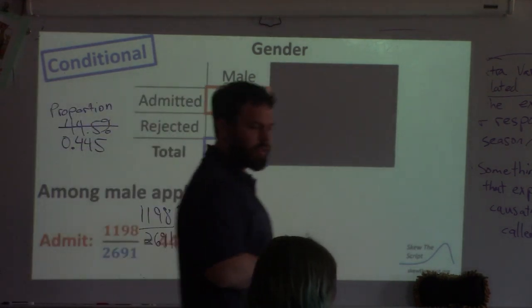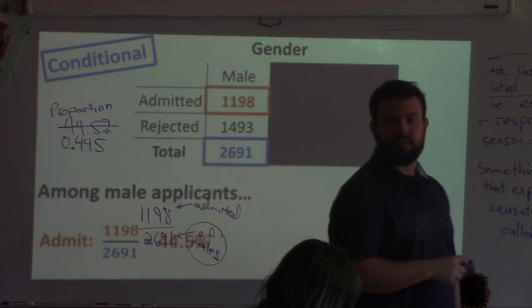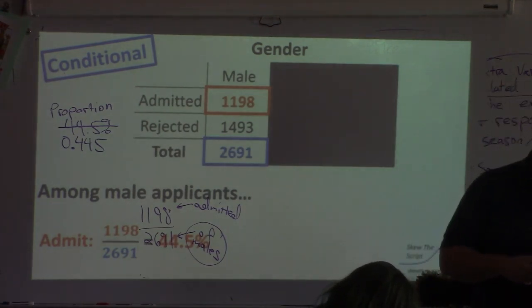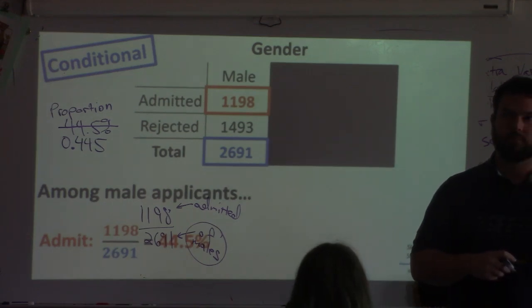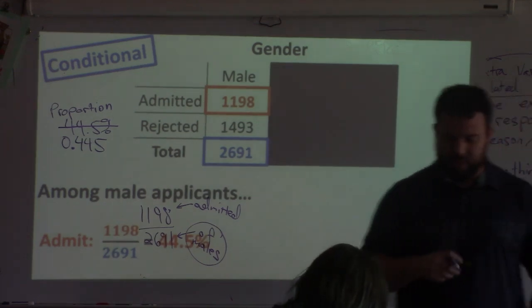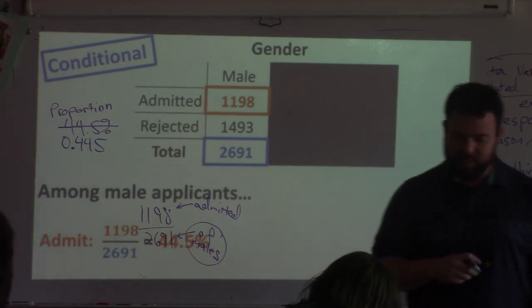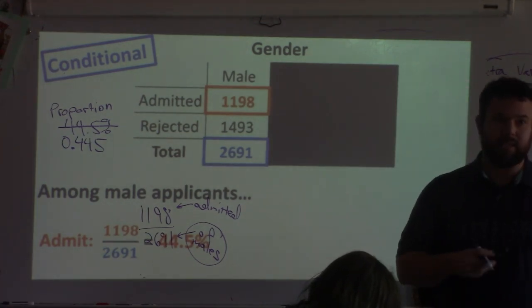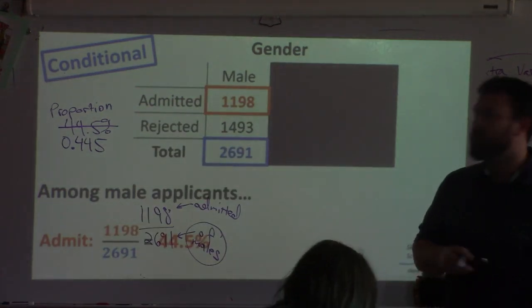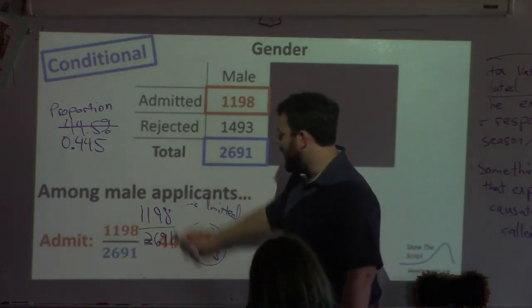Don't get the decimal, just 1198 divided by 2691. Don't do that right now. Just 1198 divided by 2691. It's exactly the same, so that means that this does not simplify.